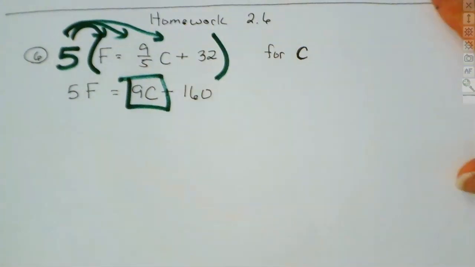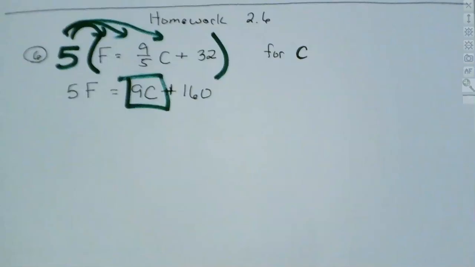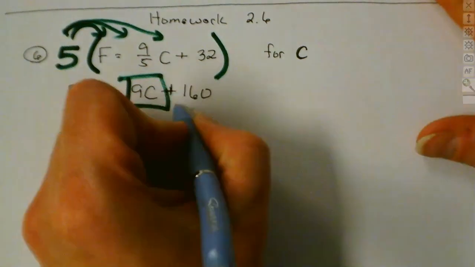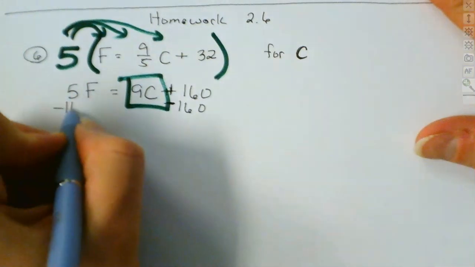What do we need to do? Can anyone tell me what needs to be moved over? The 160, right? Because I want to get that green box by itself. So 9C needs to be by itself. The 160 needs to go to the other side. How does it relate to the 9C? It's got addition, so how do I get rid of that 160? I subtract. Okay, so I subtract the 160 off.